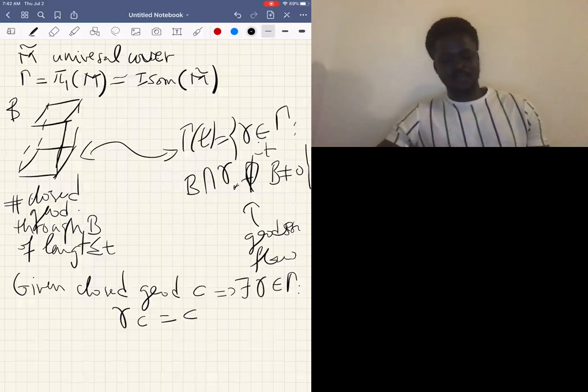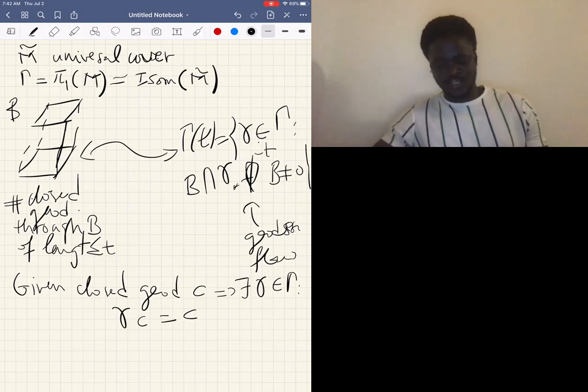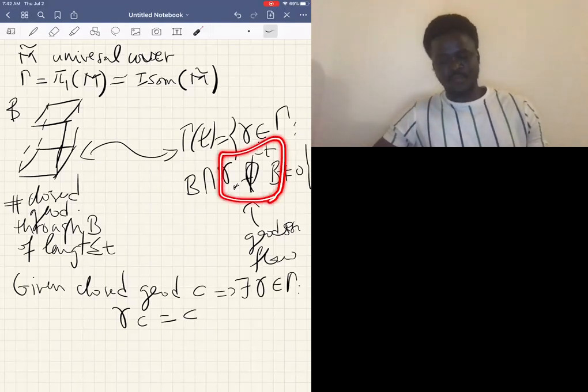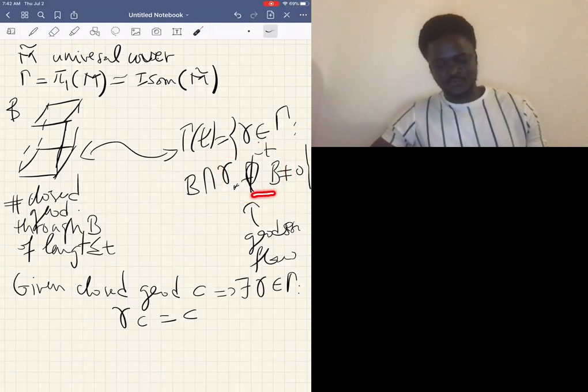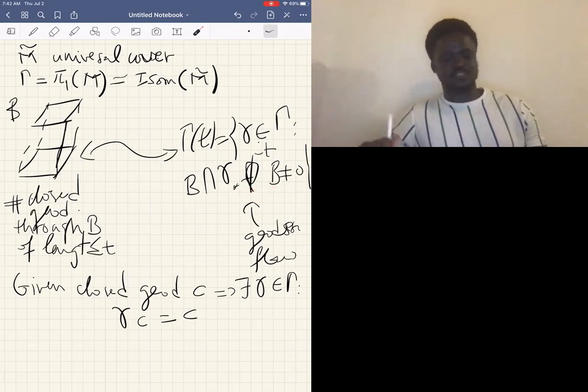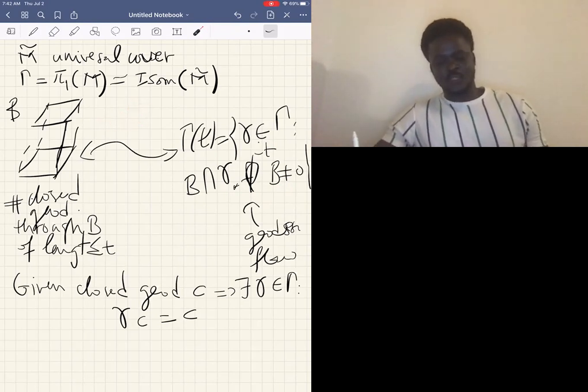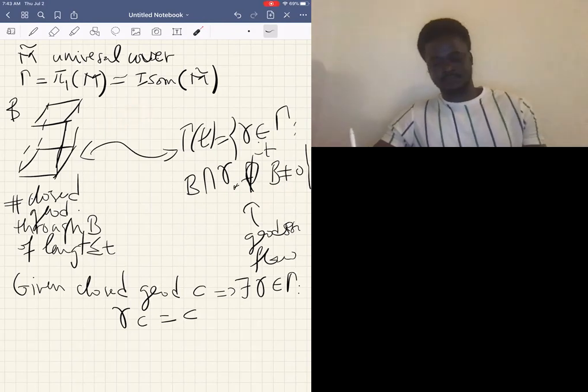So every closed geodesic will correspond to an element here, because if the geodesic goes through B, this guy will come back to B. For instance, if this is C, you flow it by C, it's a closed geodesic, so you apply the isometry, it will bring it back to the set C. So this way is kind of easy. What requires a proof is the other way, which is more like proving a closing lemma in this setting.